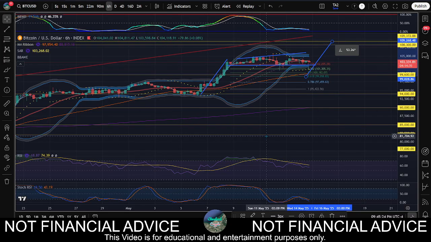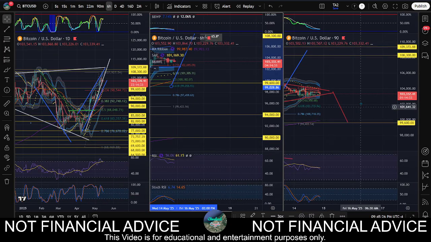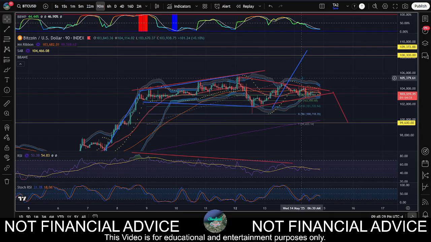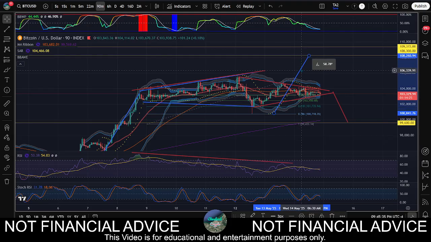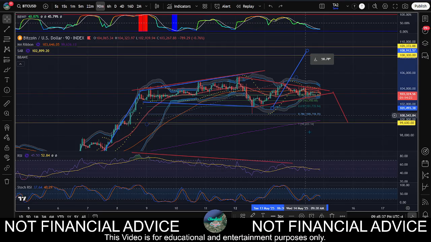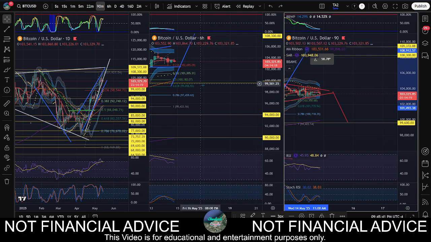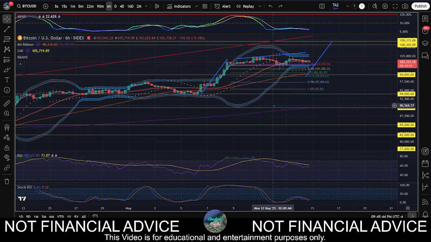I forgot to check what the measured move would be on the 90 minute. Should it drop down all the way there? Oh, well, it doesn't matter. Well, if it drops down here, what would it be? It would still be close to all-time high. If it dropped down to 99.6, it wouldn't matter because that would invalidate that bull flag. So let's go back to the 6 hour chart now.